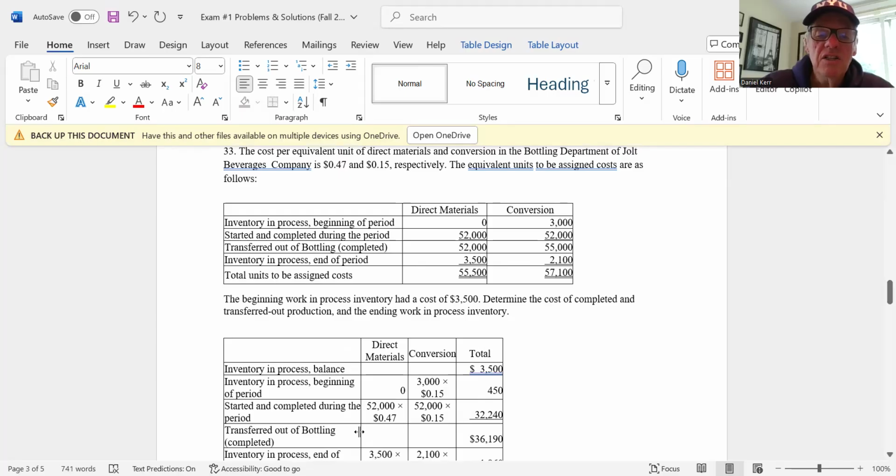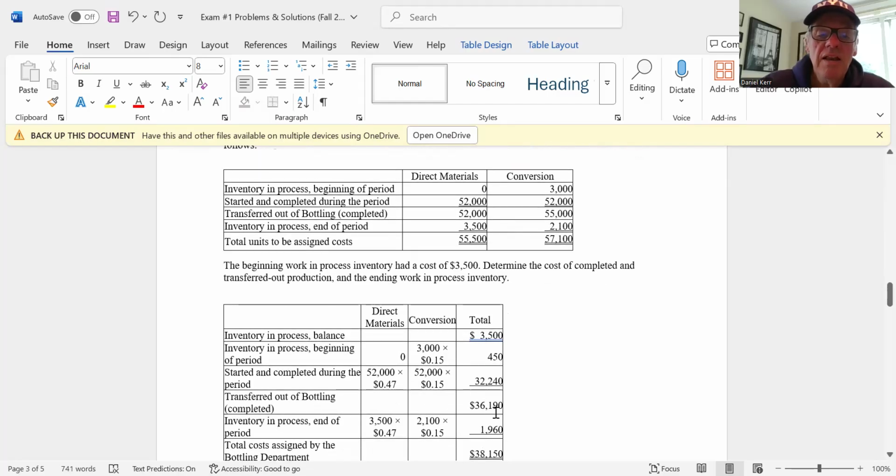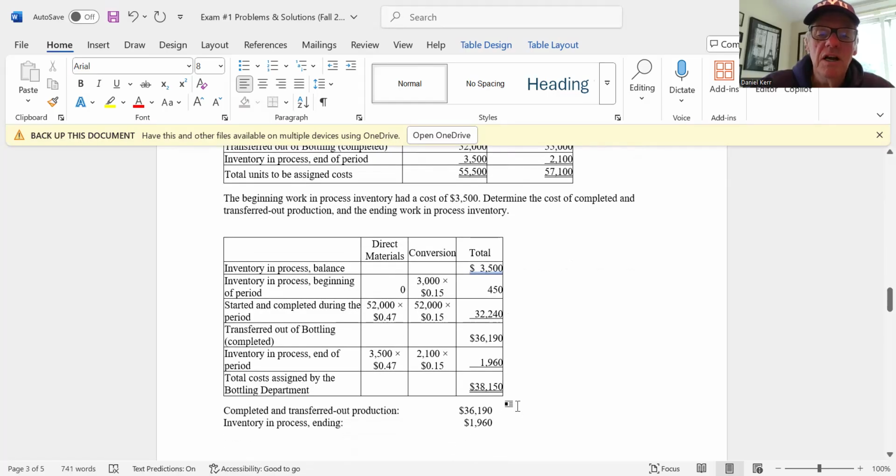Then you've got the started and completed this period, which was given at 52,000 units. And the amount that was transferred out was 36,190. We'll get to the computations in a moment. And then you had to value the ending inventory, and that would be the total cost to be assigned. So you had 38,150, and the amount completed and transferred out was 36,190, and the ending work in process was 9,960. Now, how do we arrive at this?